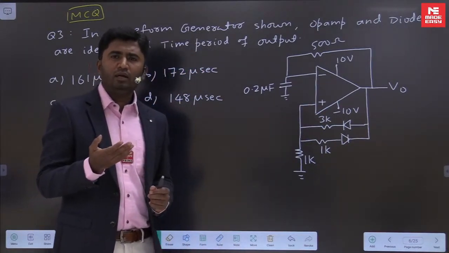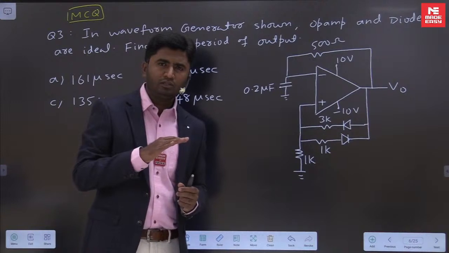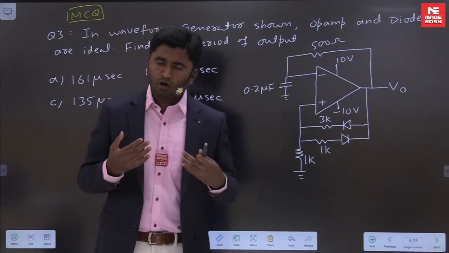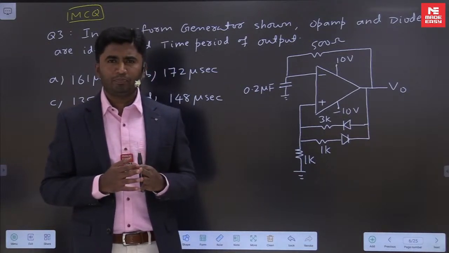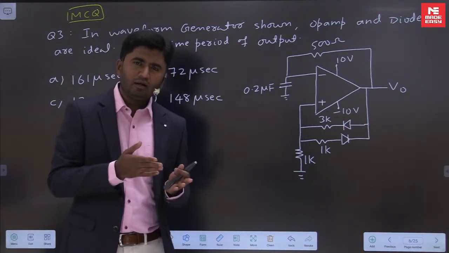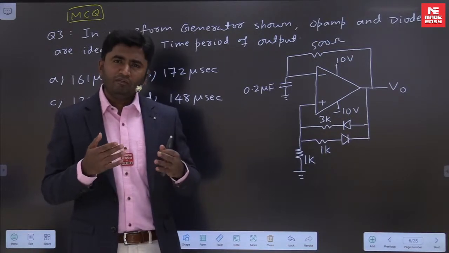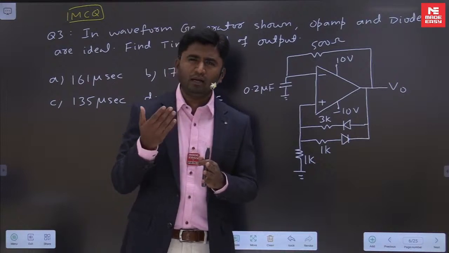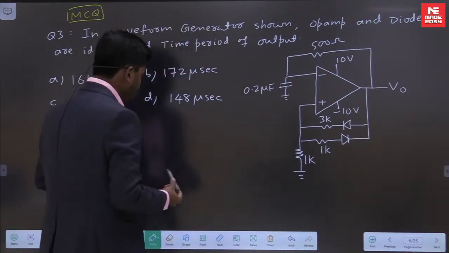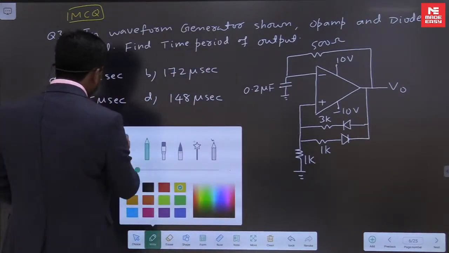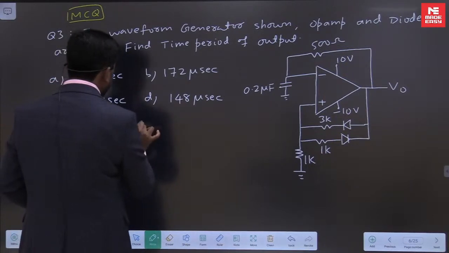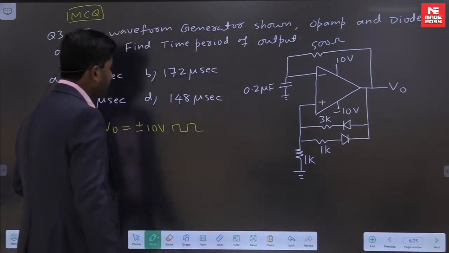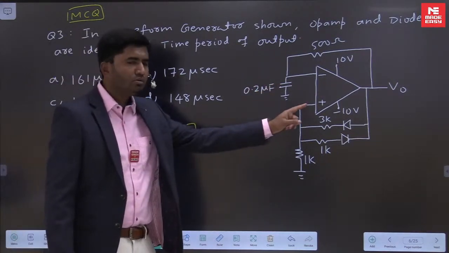We will first of all calculate the threshold voltages, upper threshold and lower threshold. I hope everybody has an idea about the operation of astable multivibrator. When we deal with Schmitt trigger or astable multivibrator, we talk about threshold voltages. Let us calculate those first. Output is a plus or minus 10 volt square wave.